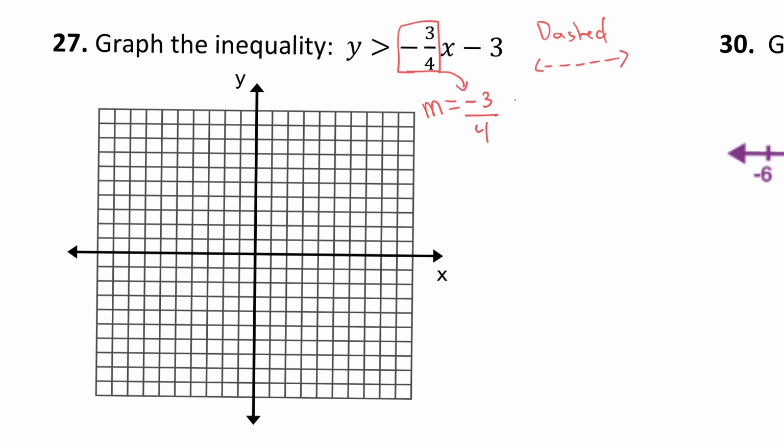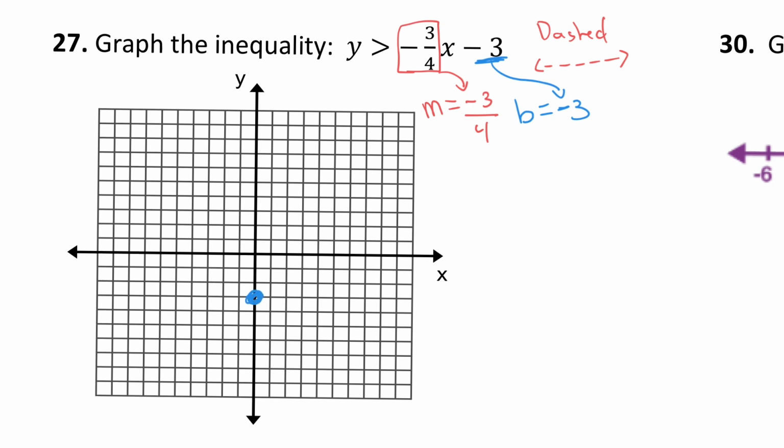Then I'm going to use the y-intercept. B is the y-intercept, the constant, which is -3. So that's going to be the y-intercept. On the y-axis, I'm going to start at -3. So -1, -2, -3 is right here.